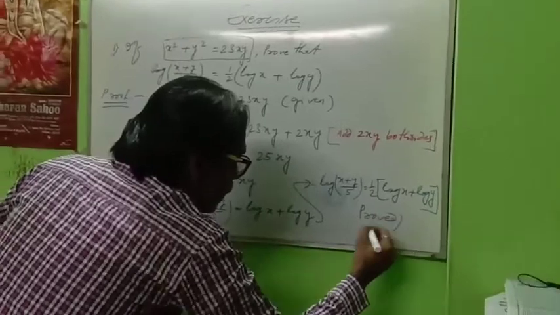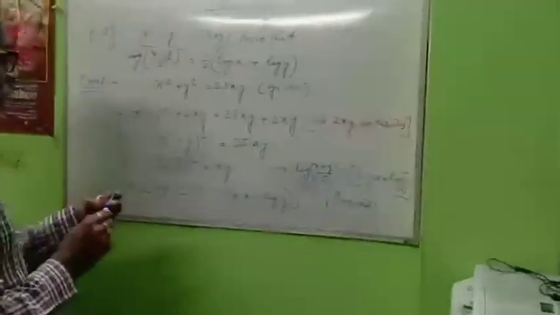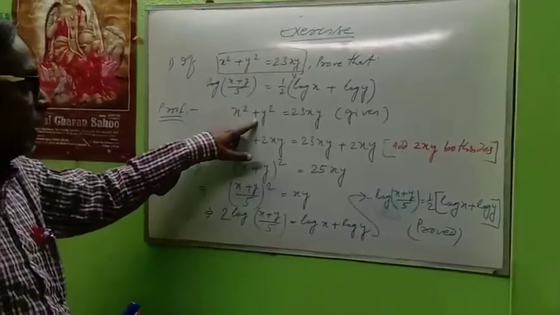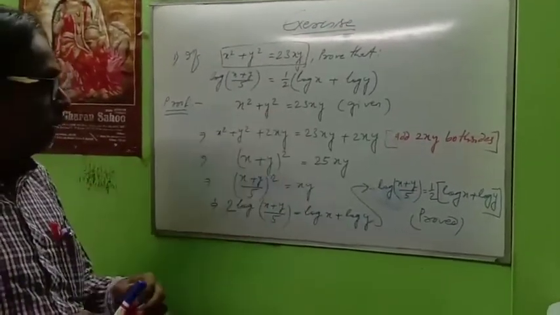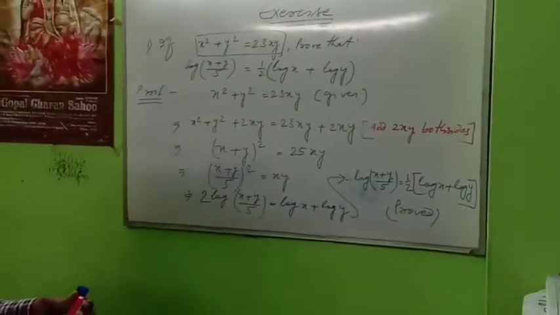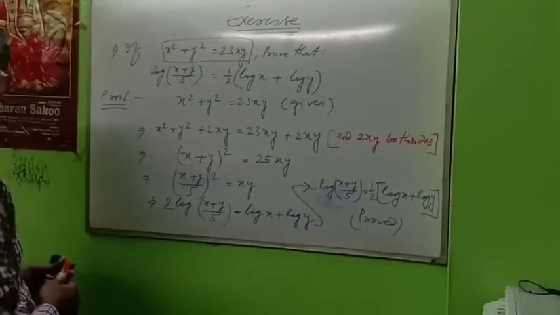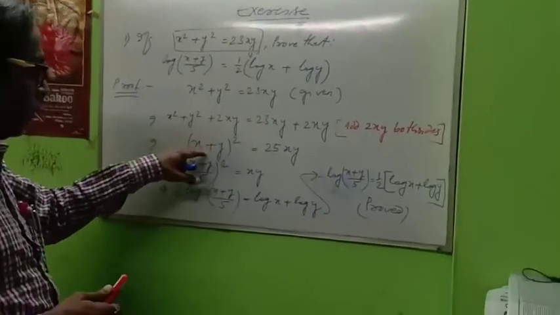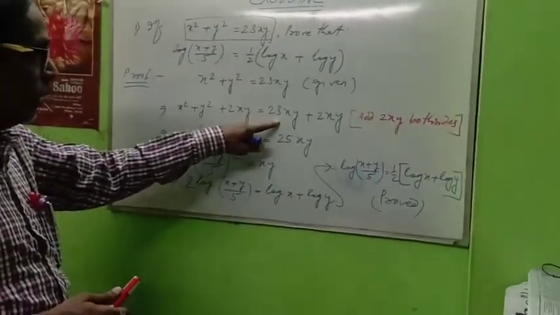Let me explain again. In the question it is given x square plus y square is equal to 23xy. Adding 2xy both sides, we will get x plus y whole square, and on this side you are getting 25xy.